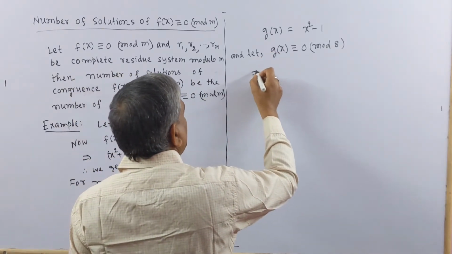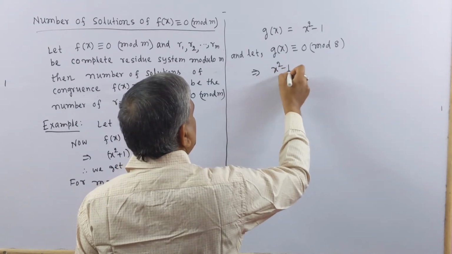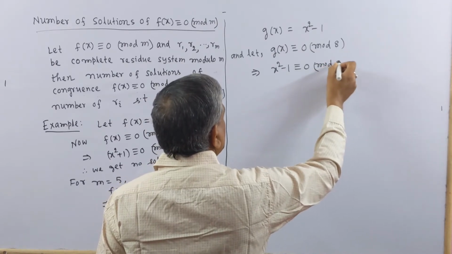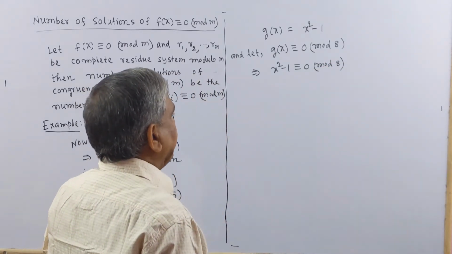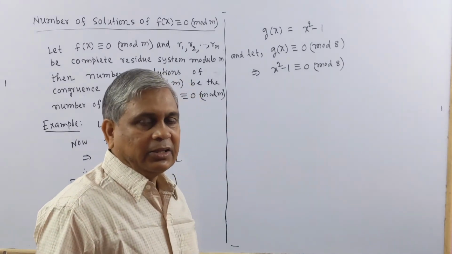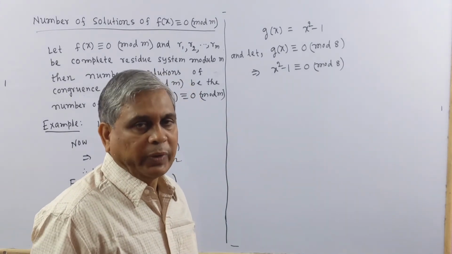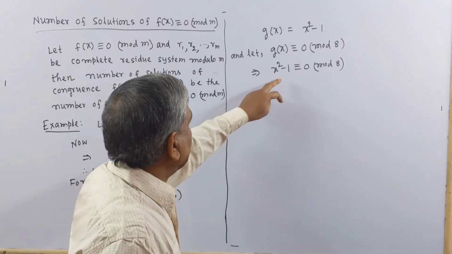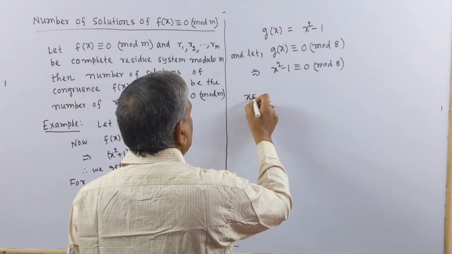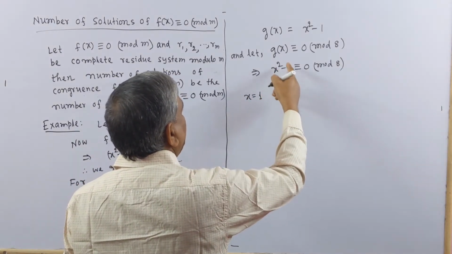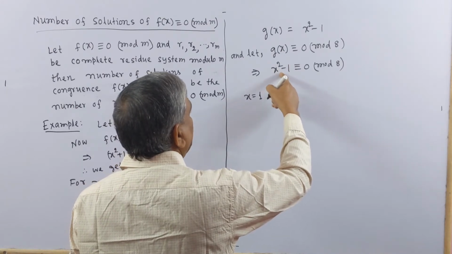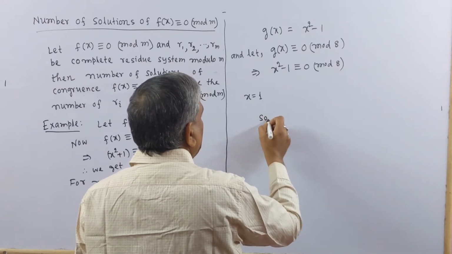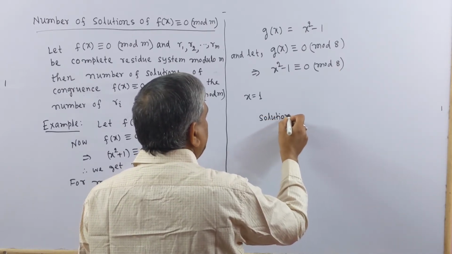This implies that x square minus 1 is congruent to 0 modulo 8. Now we have to find the solution of this congruence. If x equal to 1, we get 1 square minus 1, 0. 0 minus 0 is divisible by 8. Therefore, 1 is a solution.